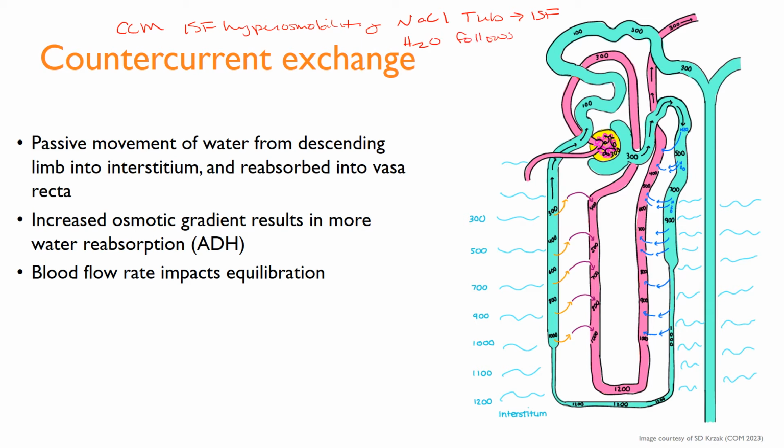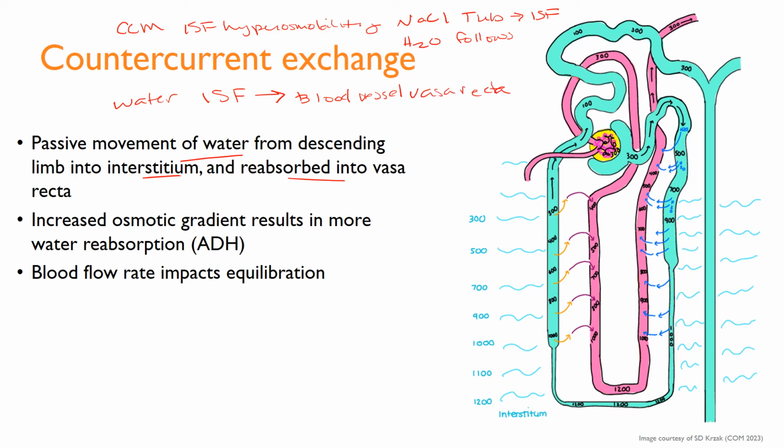Next, we're going to add onto this system a vasa recta. So kind of superimposed upon the loop of Henle is a long blood vessel called the vasa recta. So this is essentially part two of the countercurrent mechanism. And the countercurrent mechanism that we're going to talk about now is the movement of water from the interstitium, so the interstitial fluid, into the blood vessel. And the blood vessel we're specifically talking about is the vasa recta.